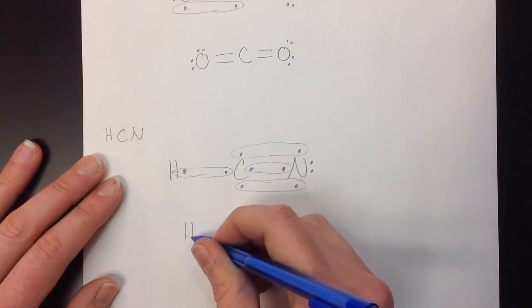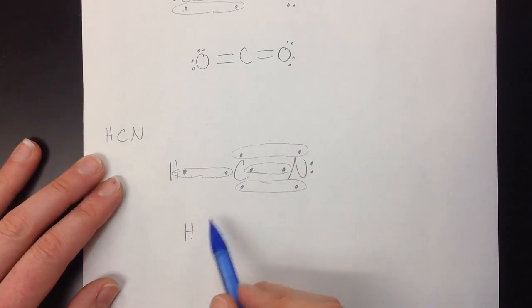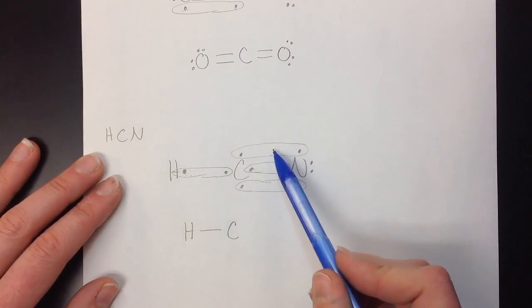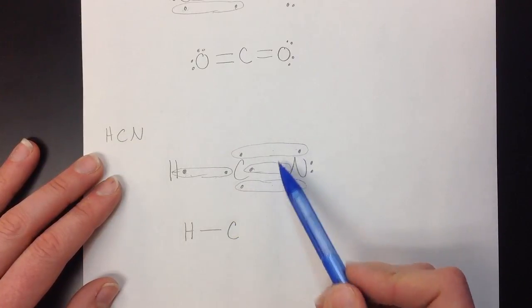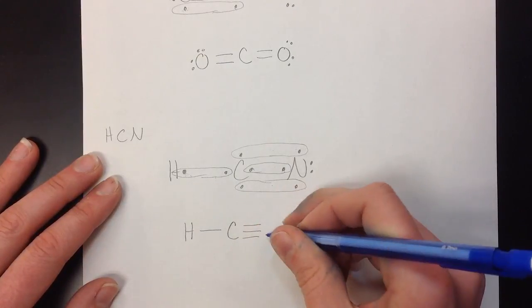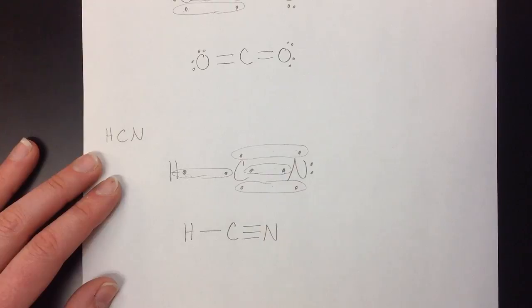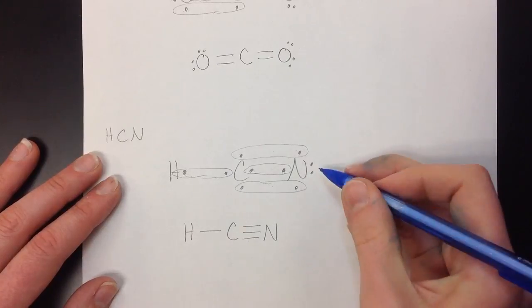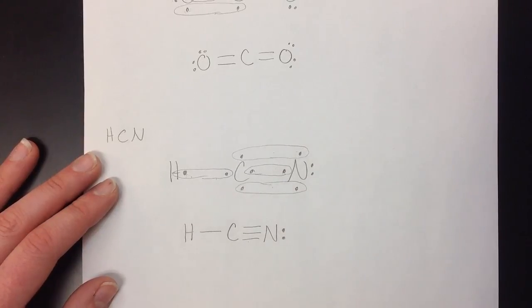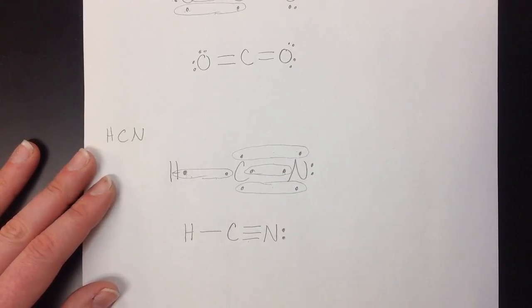So to rewrite this, hydrogen, I just have 1 single line between hydrogen and carbon, but now I have 3 lines connecting my carbon and my nitrogen. I call that a triple bond. So there's my triple bond representing 2, 4, 6 electrons that are being shared between carbon and nitrogen, and then I still need my lone pair or my unshared pair on my nitrogen.